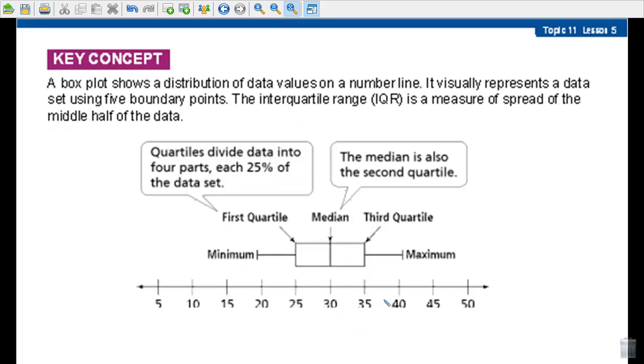All right? Here's a little key concept going over not how to find the box plot, but how to label it and what everything is.